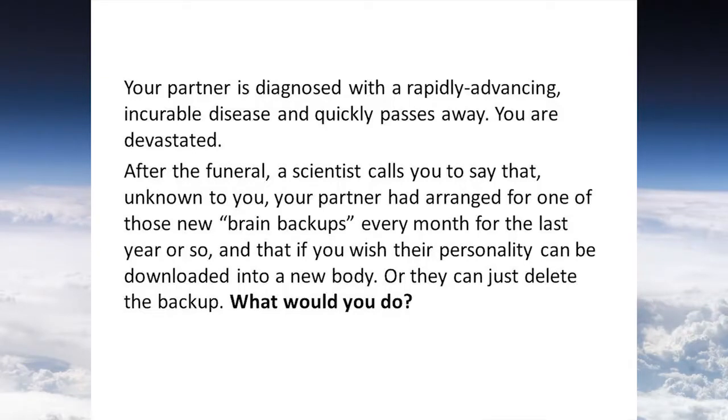So, your partner is diagnosed with something very nasty, and I see this quite a bit in my practice as a surgeon. It's a rapidly advancing incurable disease, and they quickly pass away. You're devastated, of course, because your partner is gone. After the funeral, you get a phone call from a scientist you've never heard from before, who says that, unknown to you, your partner had arranged for a brain backup.